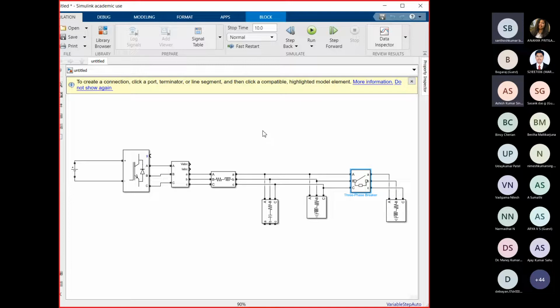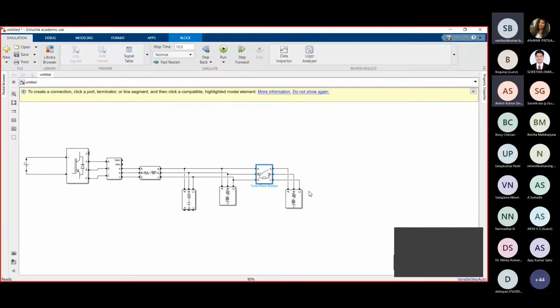Now I will explain the control part. We don't have time to connect all the blocks, so I will go directly to my main simulation where I can explain the controller plot and which blocks I'm using. For the controller, we have to convert ABC to DQ, and that block is required. So this is the controller.